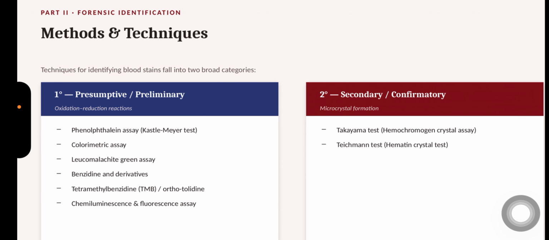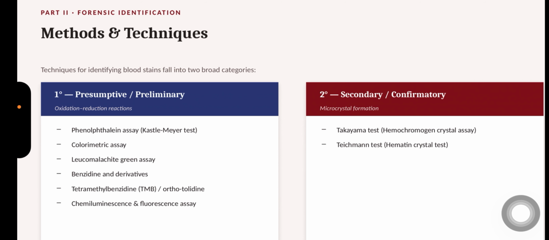Okay, coming back to this video, the techniques for identifying blood stains fall into two broad categories, that is your presumptive tests and your confirmatory tests. Presumptive tests include phenolphthalein assay, popularly known as Kastle-Meyer test, colorimetric assay, leukomalachite green assay, benzidine and its derivatives, tetramethylbenzidine or orthotolidine, chemiluminescence and fluorescence assay. Also, why don't we stop after a positive presumptive test? Why do we need a confirmatory test?